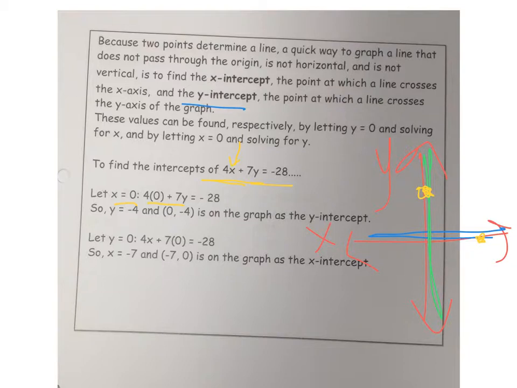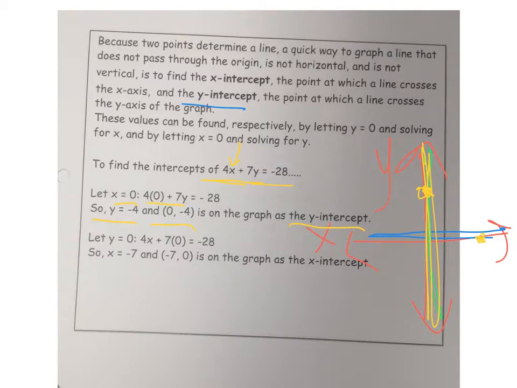So we can solve that just by dividing by 7, because the 4 times 0 goes away. And so then we're left with y equals negative 4. So 0, negative 4 is a point on that line, and it happens to be the y-intercept. It's actually going to be on this axis here, the y-intercept.